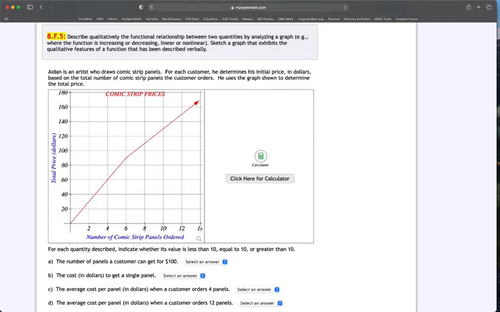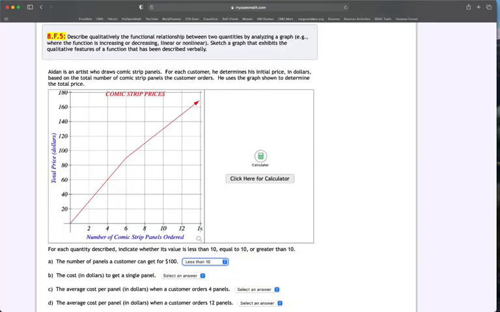So the first question being asked is the number of panels a customer can get for $100. Well, if we look at the graph, $100 is found right there. So if we go over to our graph and straight down, it looks like the customer can order around 7 panels, but we're not being asked for an exact value, because what we're supposed to do here is indicate whether each of these values is less than 10, equal to 10, or greater than 10. Well, no matter what that value is, clearly it is less than 10.